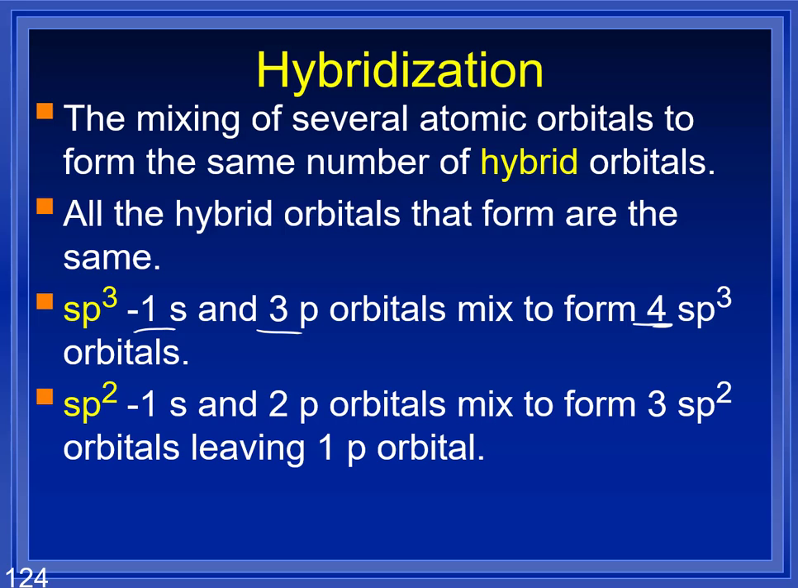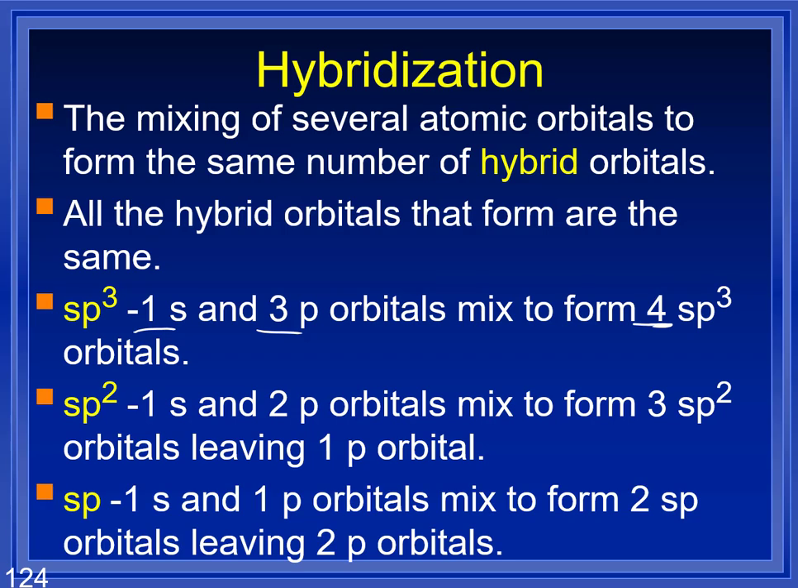Okay, there's one more. Can anybody guess what it's called? SP, and the recipe is going to be 1 s and 1 p. And since I put together 1 and 1, I'm only going to make 2 new orbitals, but I'm still going to have 2 p orbitals left. I always need 8 places to put electrons. So I always have those 4 orbitals available to me. I'm just going to blend them and make different types of orbitals out of them.